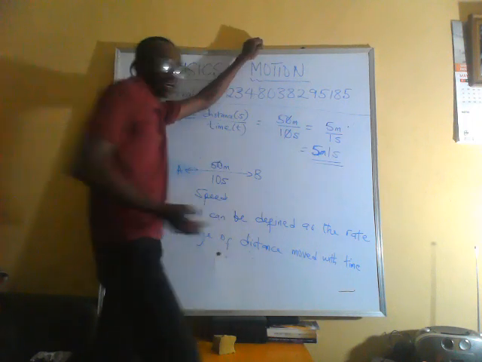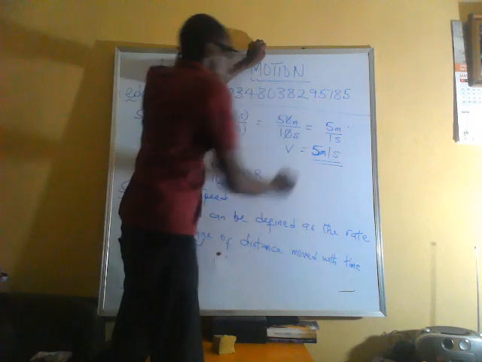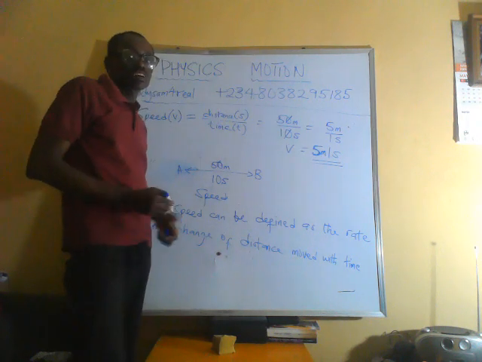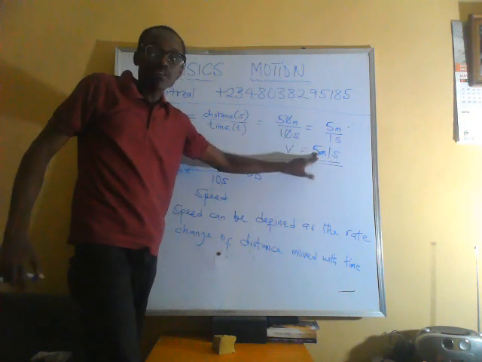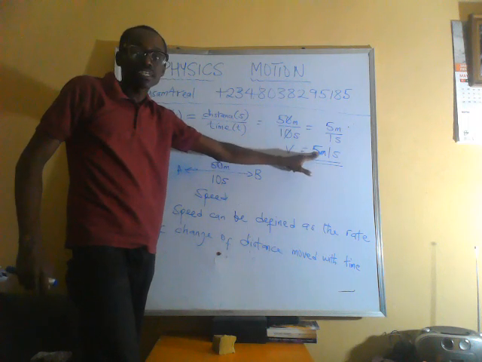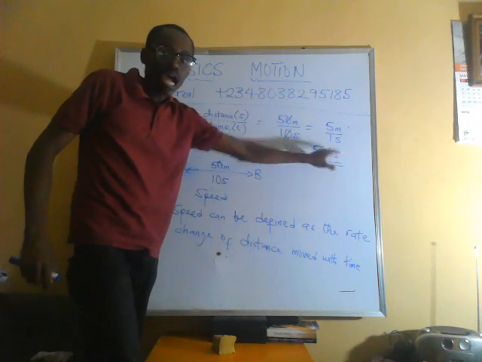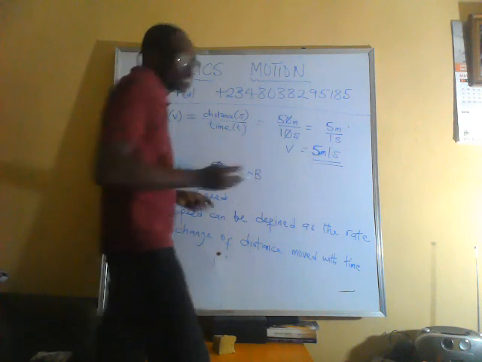So the speed here is what? 5 meters per second. So in 1 second, I cover a distance of 5 meters. You can actually interpret this in that way: in 1 second, I cover a distance of 5 meters. So let me just take another scenario.